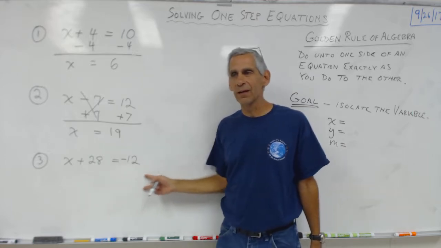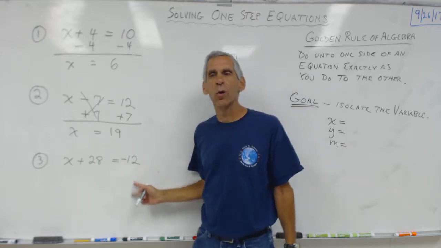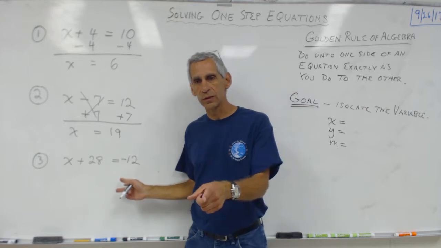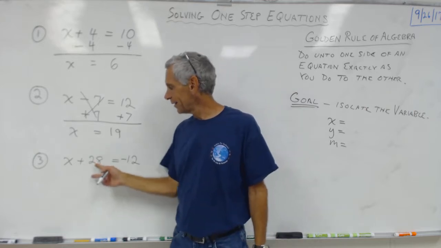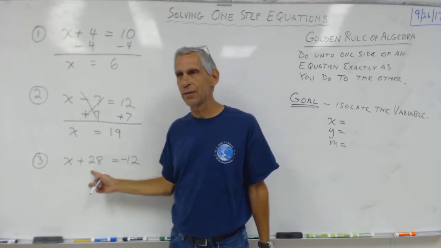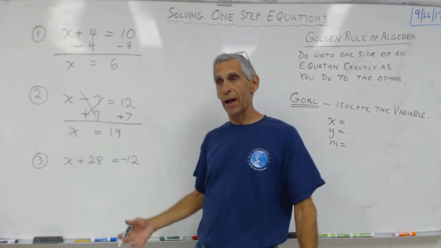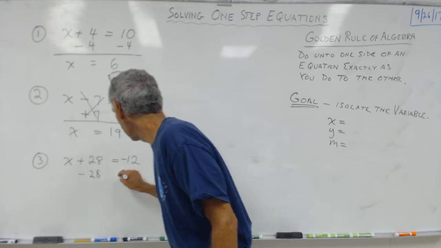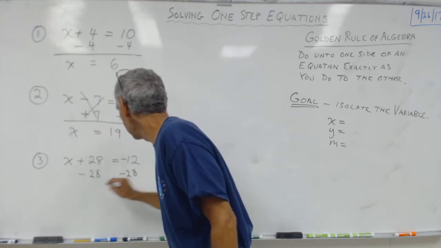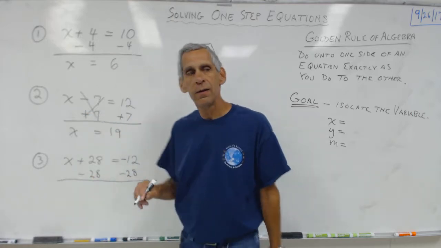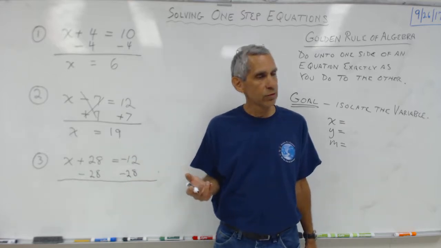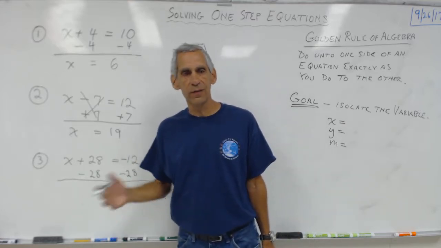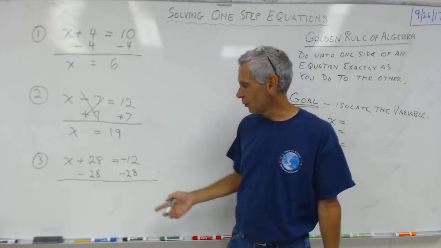Do I care about the negative 12? No. What's the only thing I'm looking at? The 20. x plus 28. That 28 is adding to the x. I don't want that to be there. So I am going to subtract 28, right? So I'm going to do minus 28. Now we are using our rules, right? We're using our adding and subtracting positive and negative numbers rules that we learned.